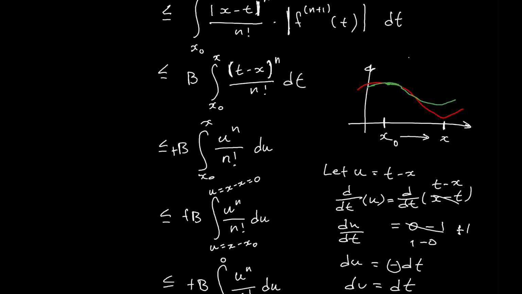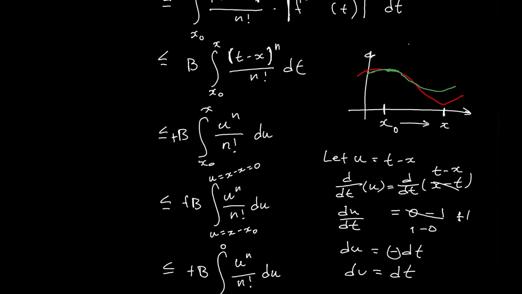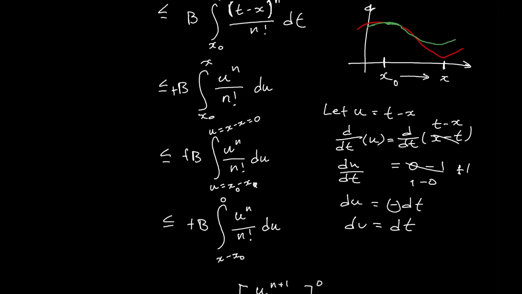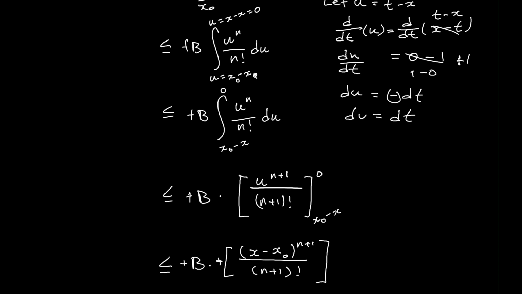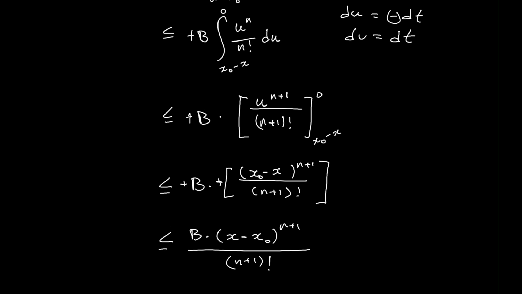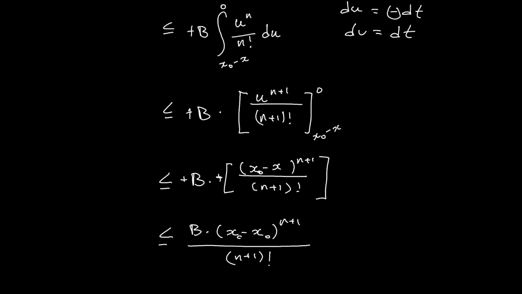And then the bounds are actually going to become x minus x equals 0, but now it's x naught minus x. So it's going to be x naught minus x instead. And then let's change around the antiderivative to x naught minus x. And then when you substitute that in, you get x naught minus x. So you get b times x naught minus x.